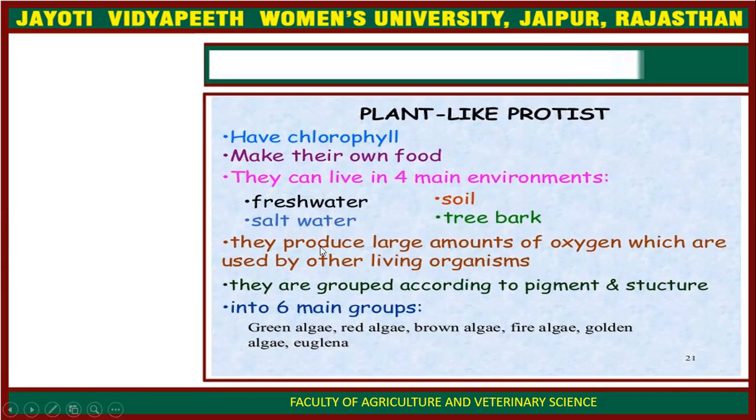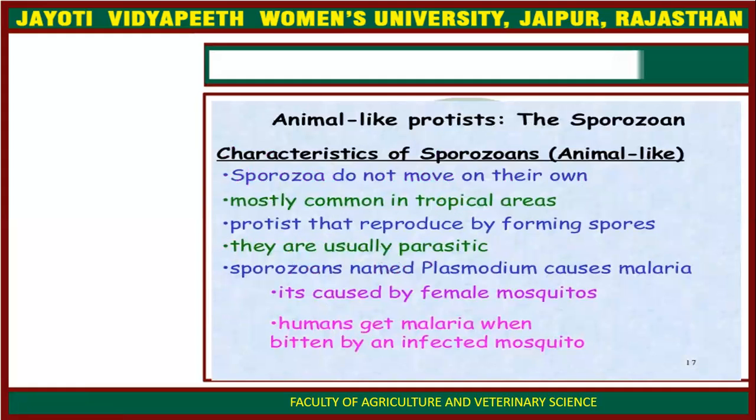Now we discuss the plant-like protists. Plant-like protists have chlorophyll. They make their own food, so they are known as autotrophs, meaning they prepare their own food by themselves. They occur in fresh water, salt water, soil, or tree bark. They can be found in various types of habitats. They produce a large amount of oxygen which is used by other organisms.